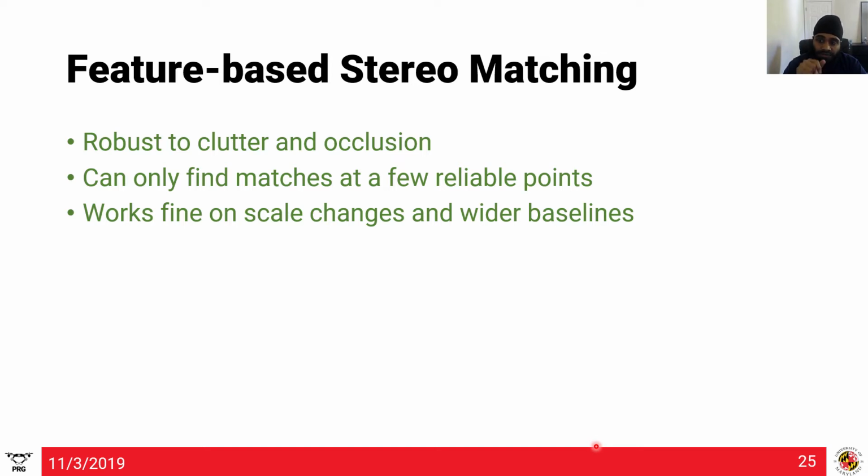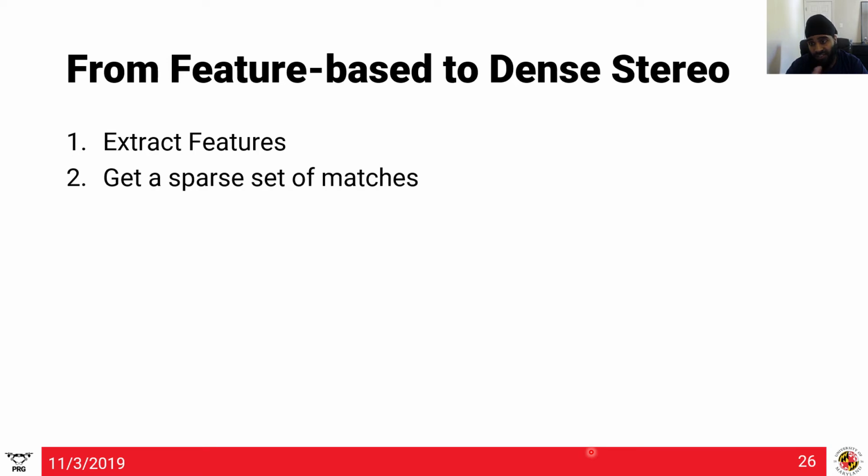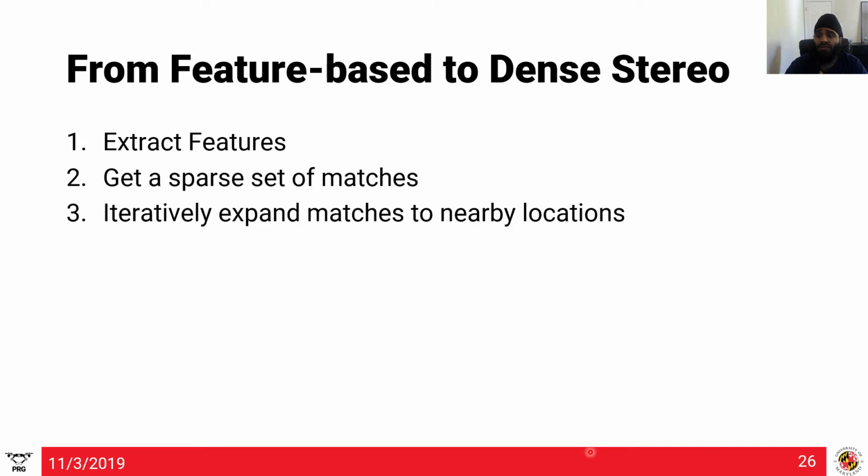So one more important problem with feature-based matching is that you only get a sparse cloud of points, not the complete dense map, right? So let's say you want to move from feature-based to dense stereo or dense maps. So the first thing is we discussed that we extract features and get a sparse set of matches, like feature matching. Then we iteratively expand matches to nearby locations, which is basically computing SSD and comparing all the possible windows, right? Now you use some visibility constraint to filter out false matches, like we studied in structure from motion.